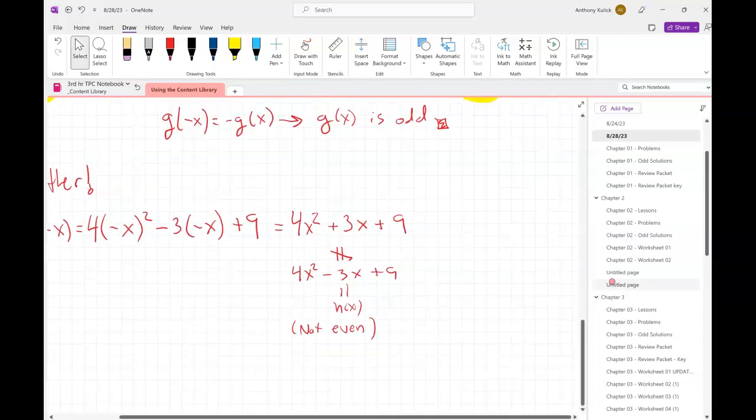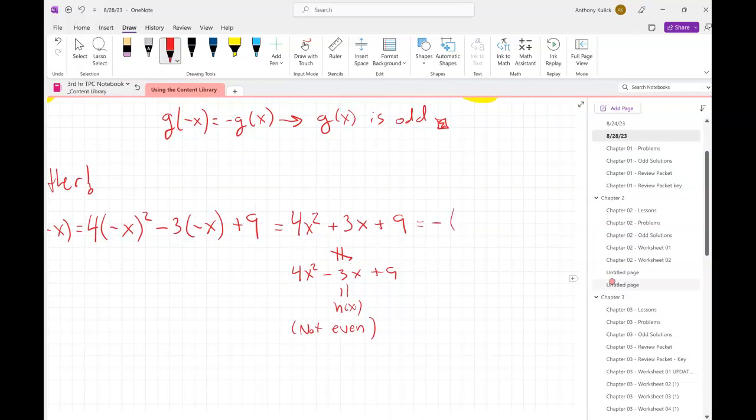What I'll do next is I'm going to factor out a negative sign. Since everything was positive, factoring out a negative is going to swap everything to be negative. And that part is not equal to negative h of x. So we know we're not odd either.